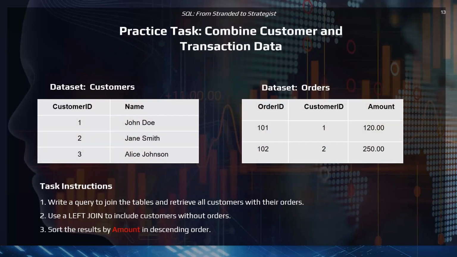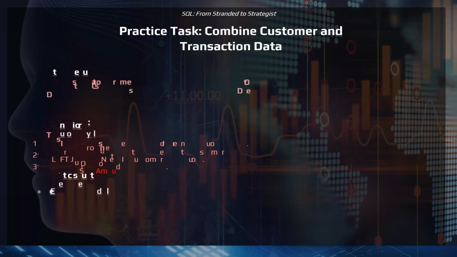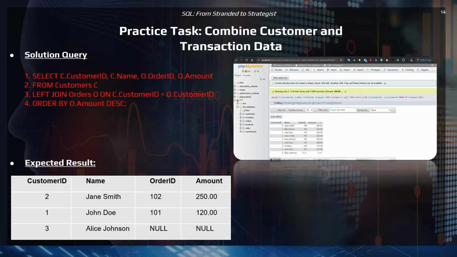Let's reinforce what we've learned with a hands-on exercise. For this practice, you will join the customers and orders tables to create a report. Task instructions: 1. Write a query to join the tables and retrieve all customers with their orders. 2. Use a left join to include customers without orders. 3. Sort the results by amount in descending order. Here's the solution.